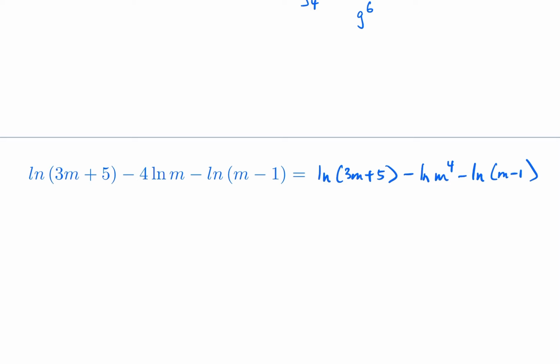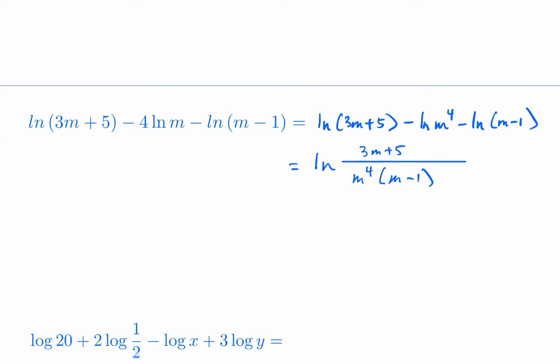All right, so now we have a subtraction scenario, and another subtraction scenario. So this is going to become the natural log of 3m plus 5 divided by m to the 4th times m minus 1. Okay, and I believe that is it for that particular problem. And then now we have one more example.